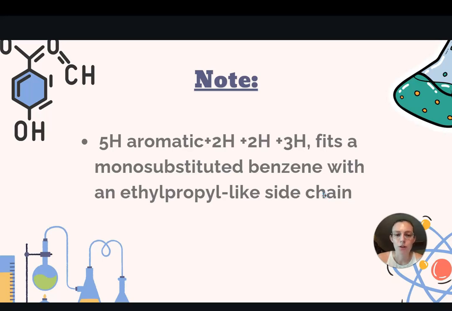So by putting this all together with what we know now, we have a 5H aromatic, which fits with a monosubstituted benzene with an ethyl propyl-like side chain. So we were able to determine that there was a ring present, so there's some symmetry there. We have the ring, and then we also know that there's going to be 2 carbons and one final carbon at the end. So it was the CH2, CH2, CH3, all attached to the ring.